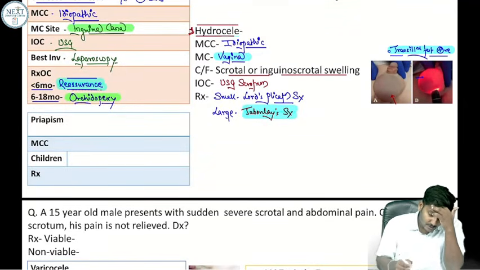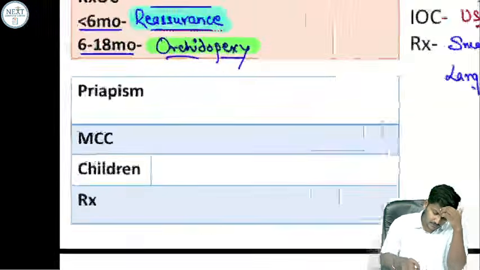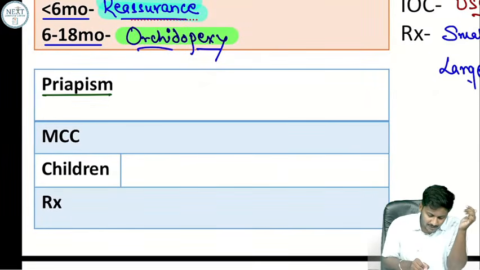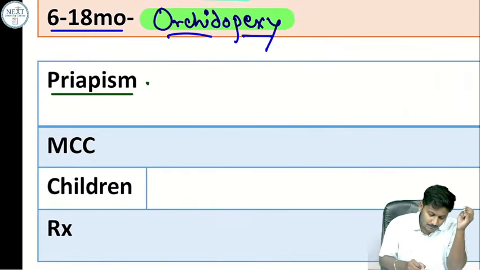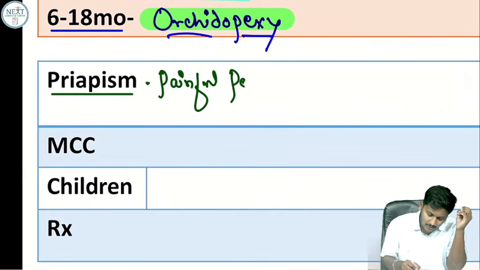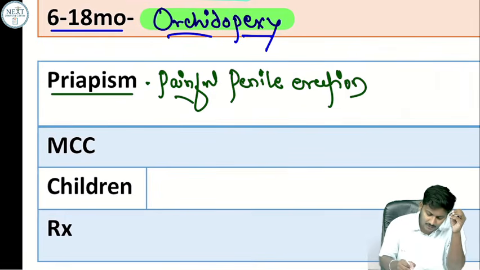Chalo. The next one, if I talk about beta, is nothing else but a case of priapism. Now, when I talk about priapism, priapism is what? Priapism is nothing else but a prolonged painful penile erection beta. So we know it is a prolonged painful penile erection lasting for how many hours beta?